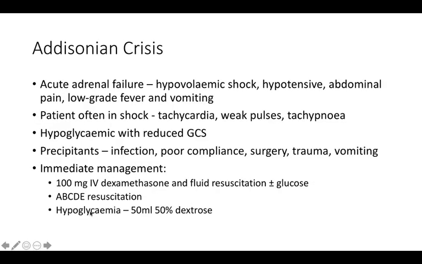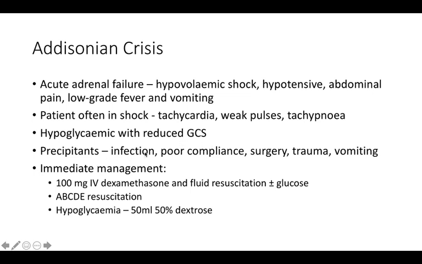So we'll now finally discuss Addisonian crisis. This is acute adrenal failure. Individuals suffering from Addisonian crisis may present with hypovolemic shock, they're hypotensive, have a low-grade fever and maybe vomiting. It often presents with very severe abdominal pain, and because of that, this is a medical cause of an acute abdomen as well. Patients are often in shock, so we've mentioned that before with the hypovolemia, so they may be tachycardic, have weak pulses and be tachypneic, and be very, very unwell with a reduced GCS also.